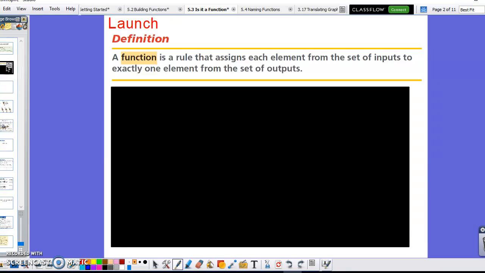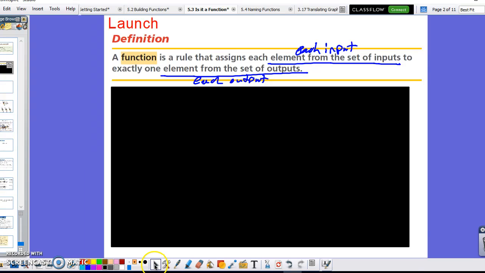Okay? So let's start with the definition of a function. A function is a rule, any math rule, and we've been looking at many of those throughout the last couple days. So a function is a rule that assigns each element from the set of inputs. So what the heck does that mean? Each element from the set of inputs basically means each input. So each number, and it's not always a number, that's why it doesn't say number, it says each element, and I'll give you some examples. But each thing that can be an input to exactly one thing that can be an output, or each output.